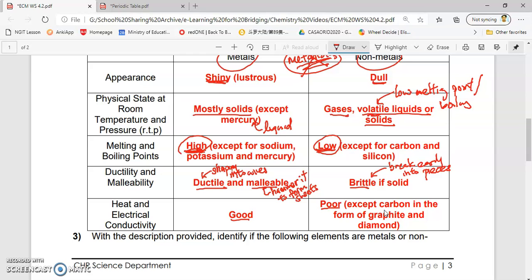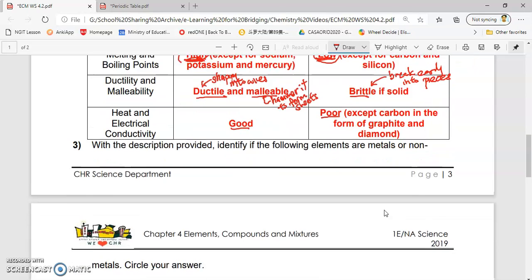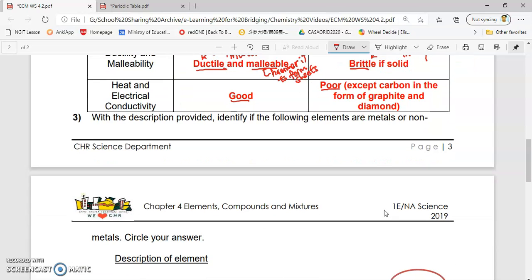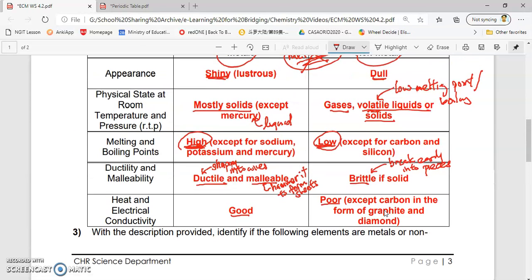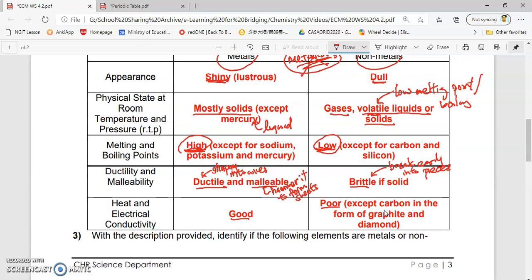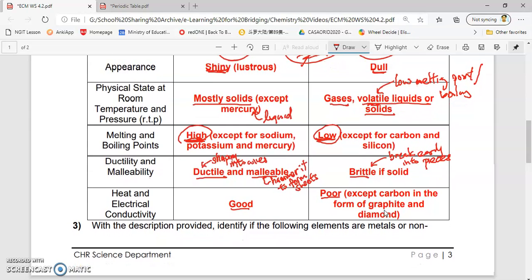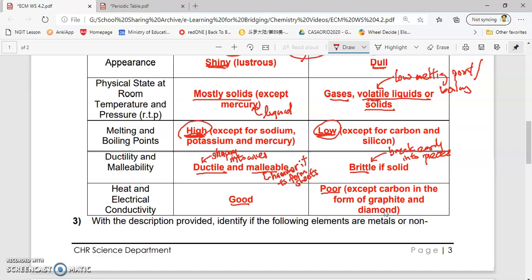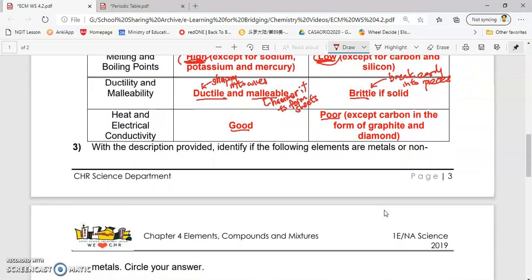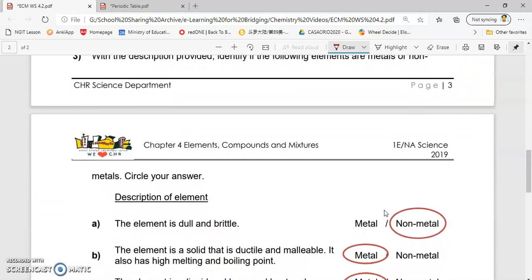Now, next one, question 3. With the description provided, identify if the following elements are metals or non-metals. Because you know the properties of metals, you know the properties of non-metals, if I were to describe an element for you, telling you its properties, you are actually able to classify it as metal or non-metal.